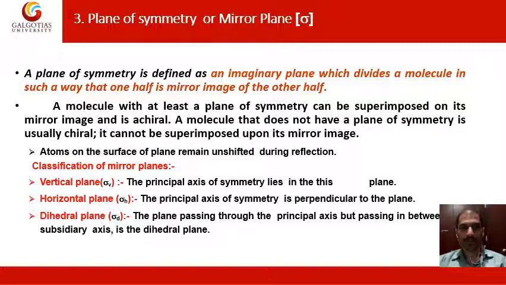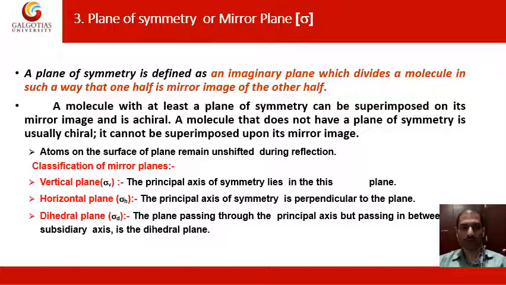A plane of symmetry is defined as an imaginary plane which divides a molecule in such a way that one half is the mirror image of the other half. So a molecule with at least a plane of symmetry can be superimposed on its mirror image and is achiral. So this is very important. A molecule that does not have a plane of symmetry is usually chiral. So now we have to see how many mirror planes are there.